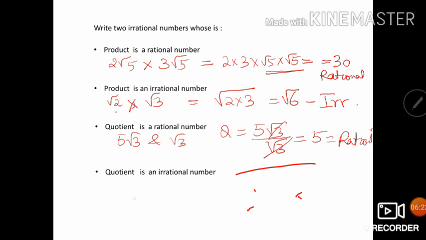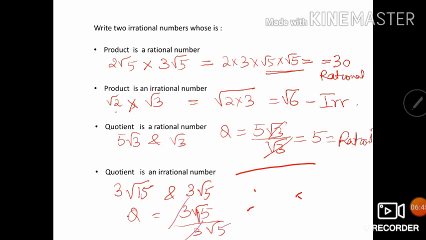Now write two irrational numbers such that the quotient is irrational. So let's take two examples like 3 root 15 and 3 root 5. So when we divide 3 root 15 by 3 root 5, 3 and 3 get cancelled. This can be written as root a upon b. So that is root 15 upon 5, and this gives us root 3, which is an irrational number.